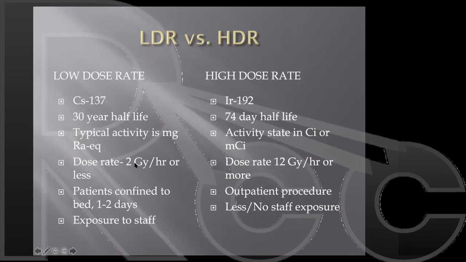Dose rate for low dose rate is typically 2 gray per hour or less. High dose rate is 12 gray per hour or higher. Patients in the low dose rate era were confined to bed in shielded rooms for 1 to 2 days, whereas HDR is an outpatient procedure. And low dose rate has exposure to staff and personnel. Even the people that come and deliver the meals every day, we worried about their amount of exposure. High dose rate, of course, is done in a room that's shielded, and there's less, or in some cases, no staff exposure to radiation.